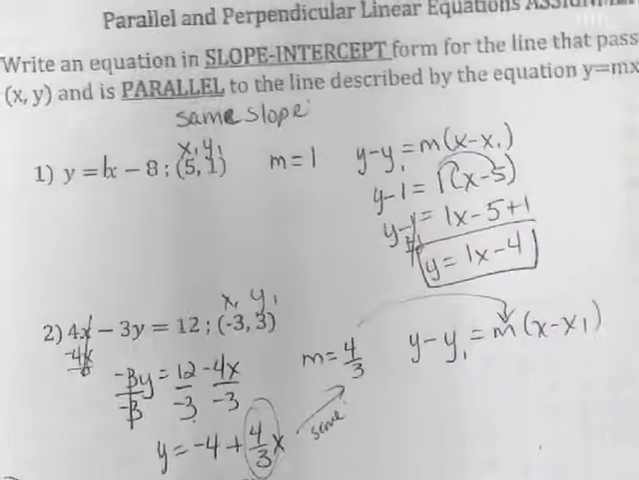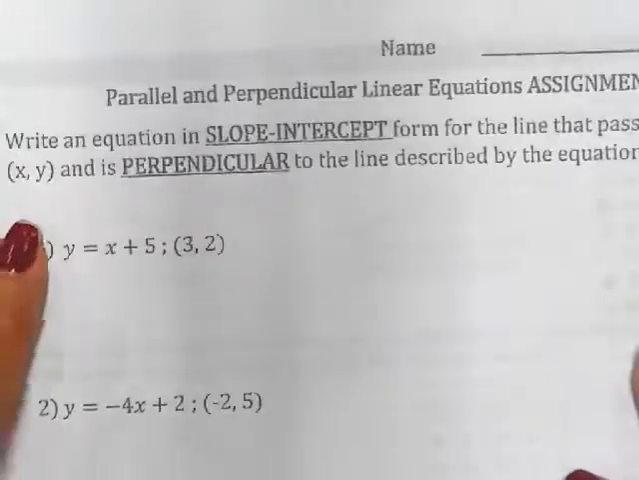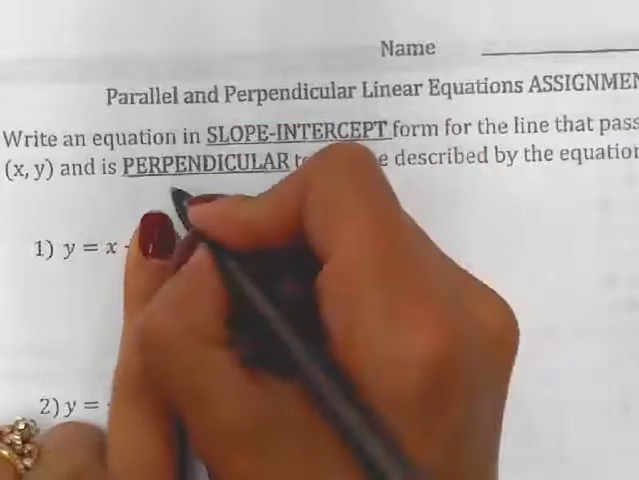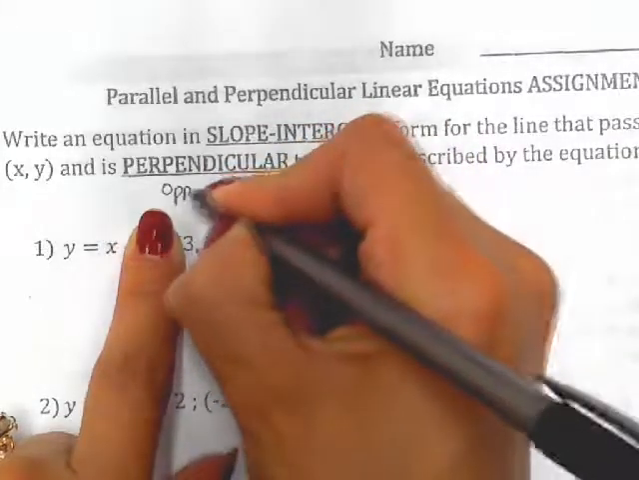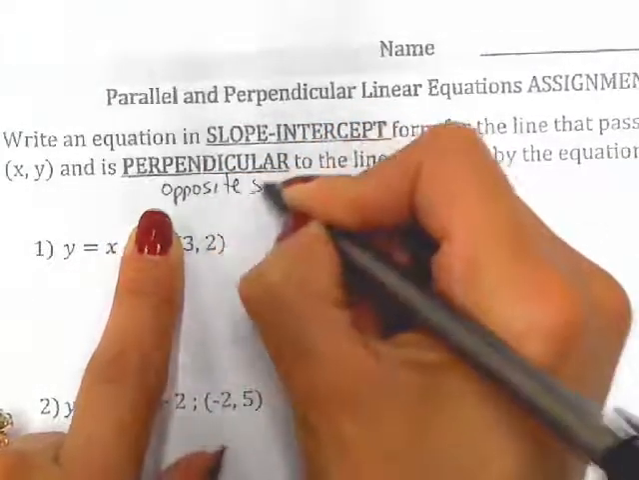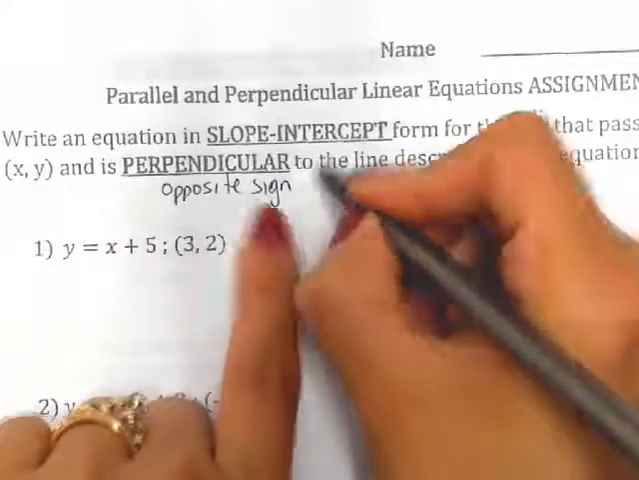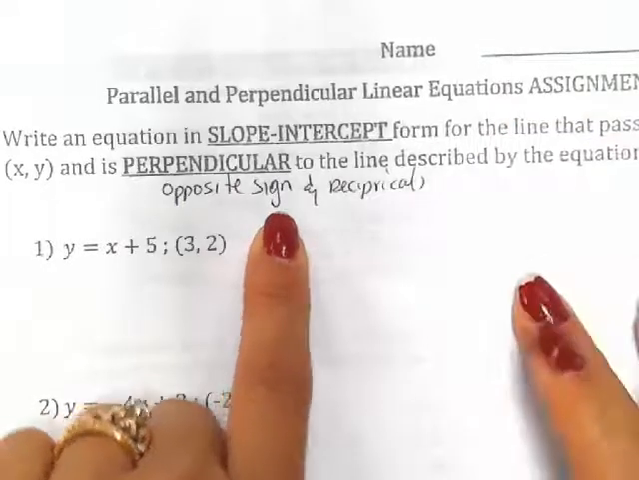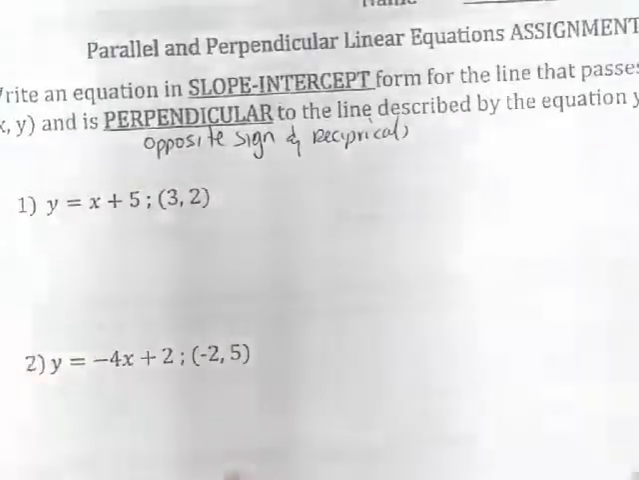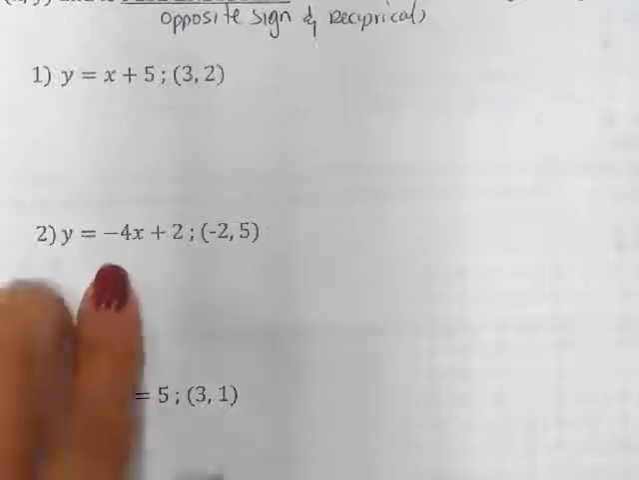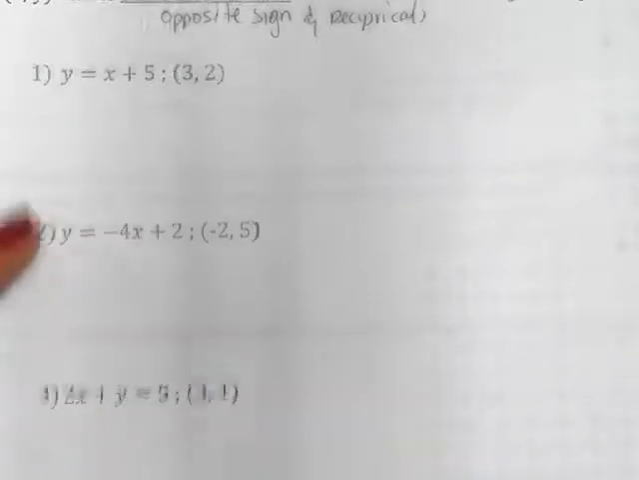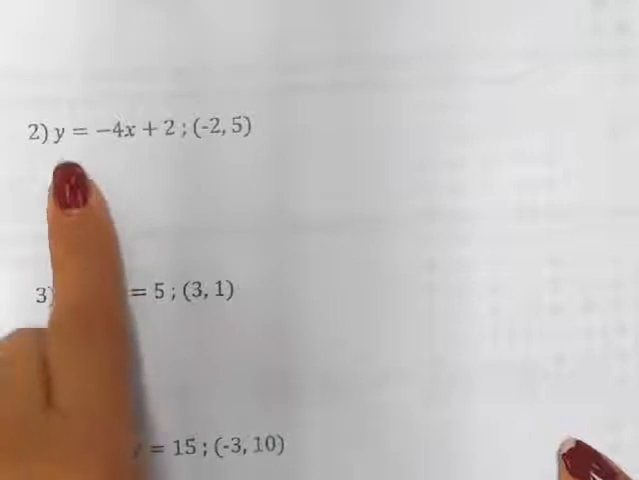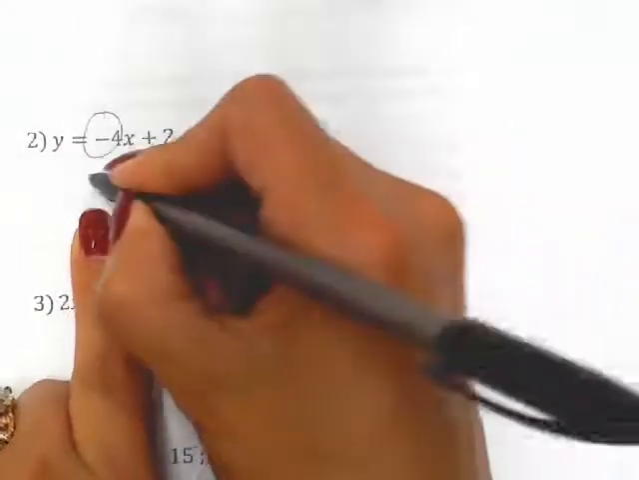Alright, back side. So perpendicular is going to be very similar, but the slopes of perpendicular lines are opposite in sign, meaning one is positive and one is negative, and reciprocals of each other. Number 1 is kind of easy, so let's start with number 2. Well, actually, let's start with number 3, because in number 3 and number 2 you can actually see the slope. Well, let's do number 2. The slope is negative 4.